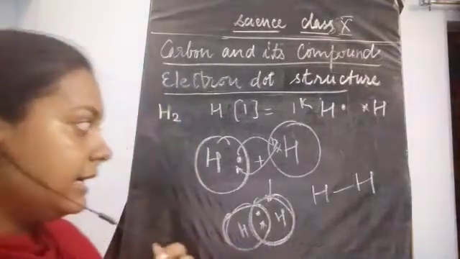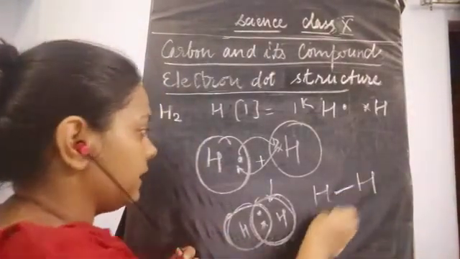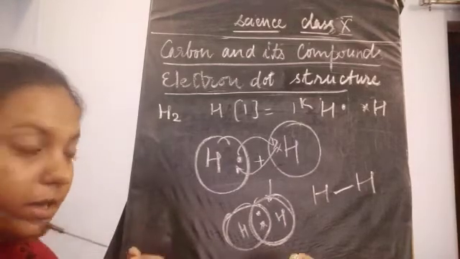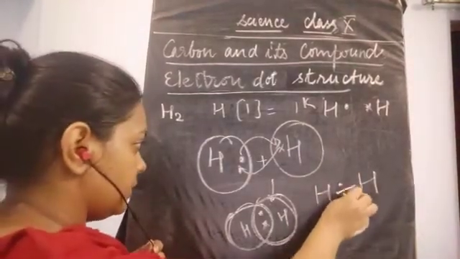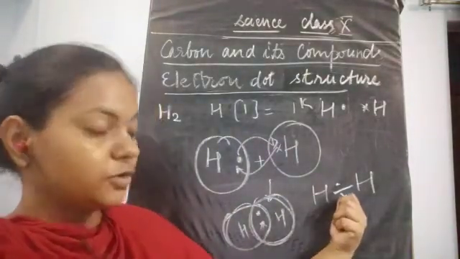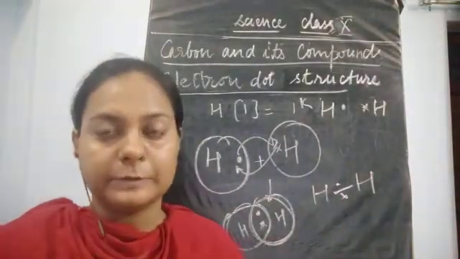Now this line indicates the bonding. This is the force of attraction. Okay, so this line indicates bonding, and how many electrons are being shared here? One pair of electrons is being shared. So this line itself shows that one pair of electrons is being shared.